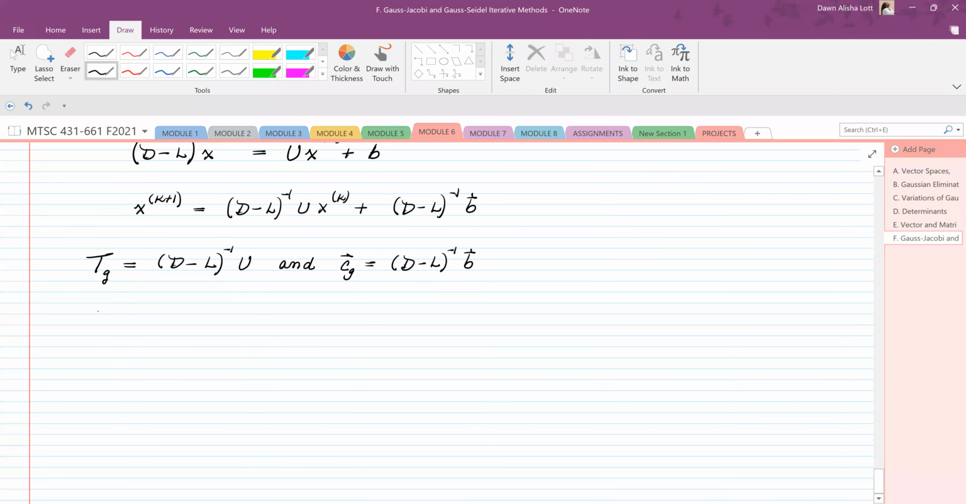Okay, and so therefore we get x at k plus 1 is equal to T_G times x at k plus C_G vector. And again, we do this with the same stopping criteria.